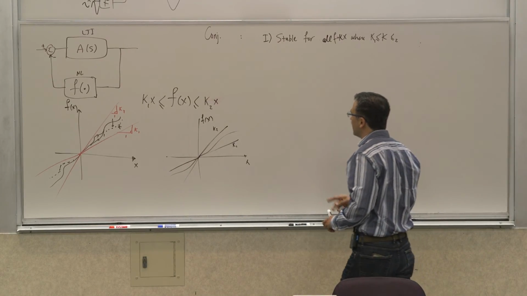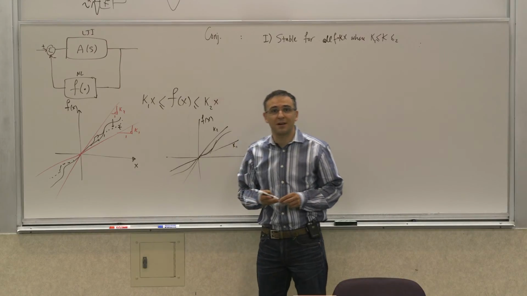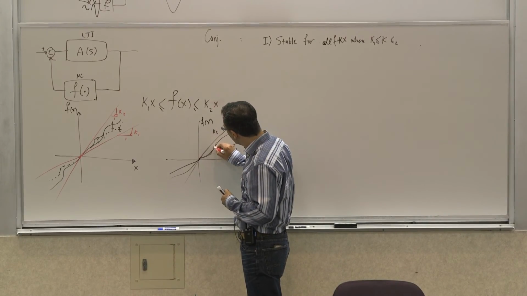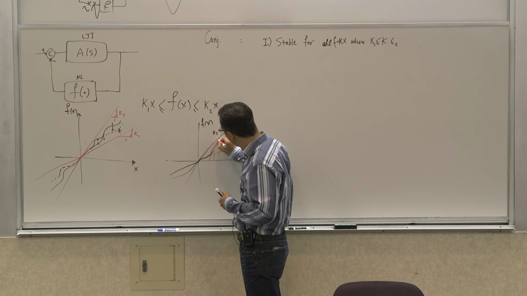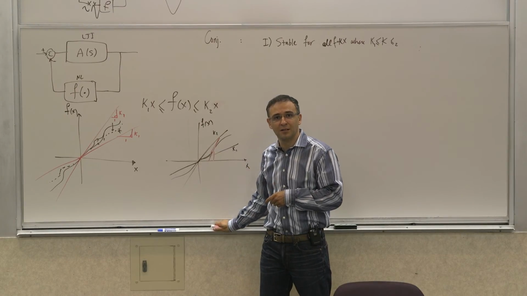Somebody may come in and say, well, yeah, that is true, but even if it's confined between these, the slope may be larger at some point. In other words, if you think about the small signal gain of this thing, I can create a curve where this slope at this point is greater than even k2, but it still would be confined between these, right?